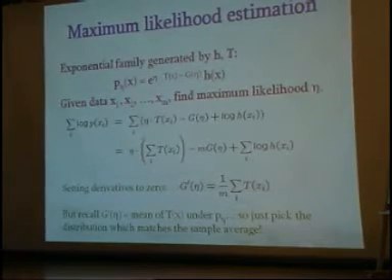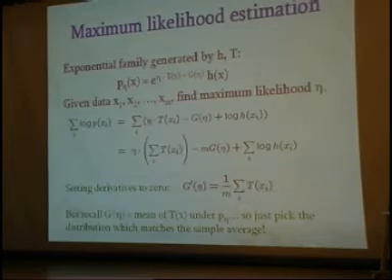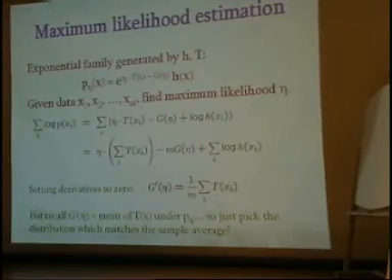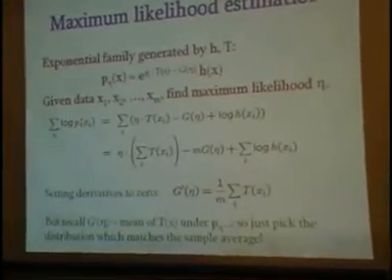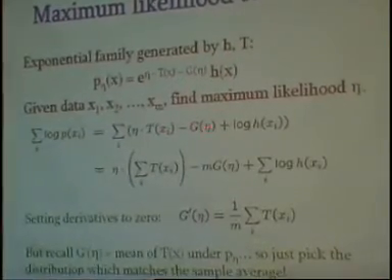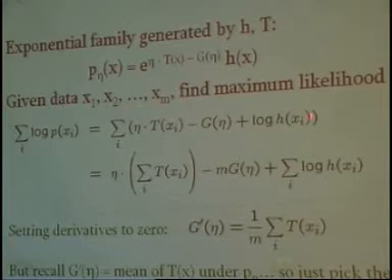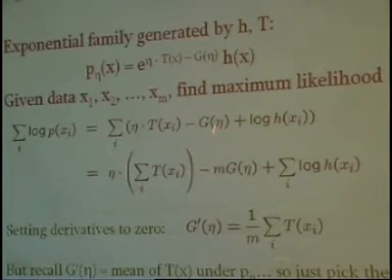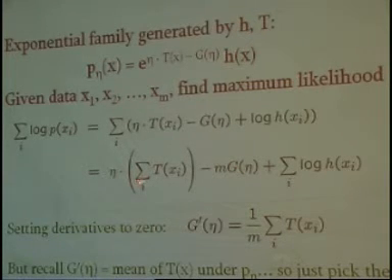Suppose we see a bunch of data, and we want to find the best member of the family. For instance, we see a bunch of points, and we want to fit a Gaussian to them. So let's find the maximum likelihood choice of the parameter. We want to maximize the log likelihood, so take the log of this. It's eta times t of xi minus g of eta plus log of h of xi. You rewrite it because you can pull the eta out, and you get the sum of these ti's. And this is just a constant, and now you get the sum of the log h of xi's.